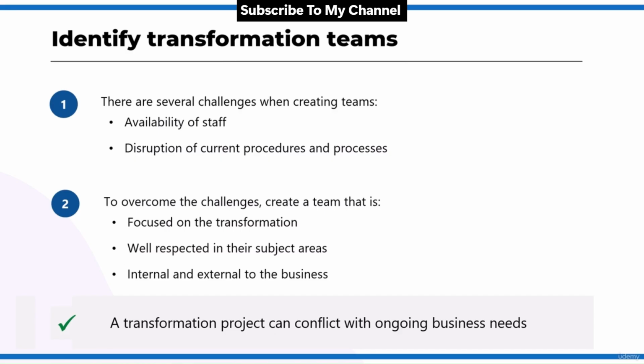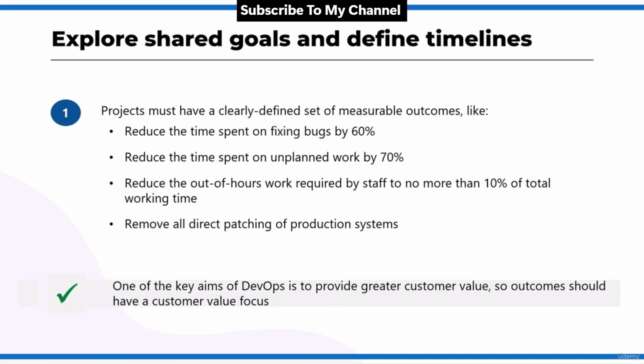So another issue will be how the organizations are going to operate and implement existing processes and procedures to support the current business outcome. To overcome these challenges, you have to create a team that is focusing on the transformation, that is going to be well respected in their subject areas. They already have the domain knowledge associated with that, and people internal and external to the business are also familiar with them. So this is something you have to make sure of as step number one. You need to have a transformation team. It should be placed in order to implement DevOps.